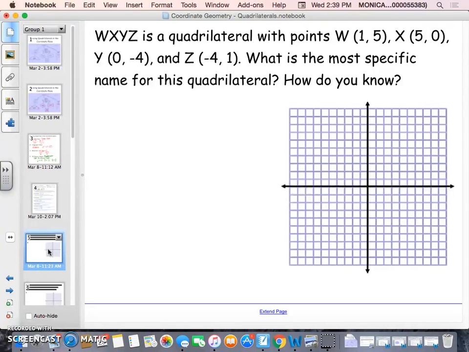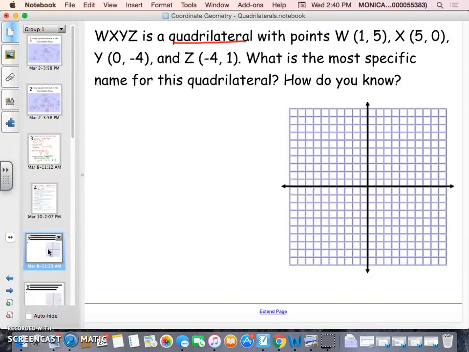So the first thing I'm going to do is look at this and say, okay, I know I'm looking at a quadrilateral. So I'm thinking it's going to be a 4-sided figure. And these are my points. And I want to know what is the most specific name that I can give this quadrilateral. And I need to prove it. Okay, so the first thing I'm going to do is draw a picture.